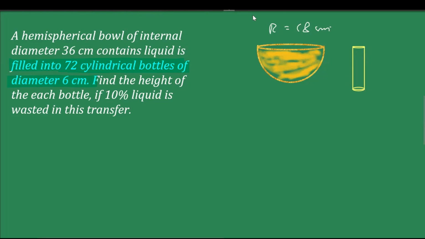So these bottles are 72 in number and they have to be filled with this liquid. The liquid is transferred into these bottles. Further, you can see the diameter is given as 6 centimeters, so its radius is half of that, which is 3 centimeter. And the liquid is being transferred from here to here.